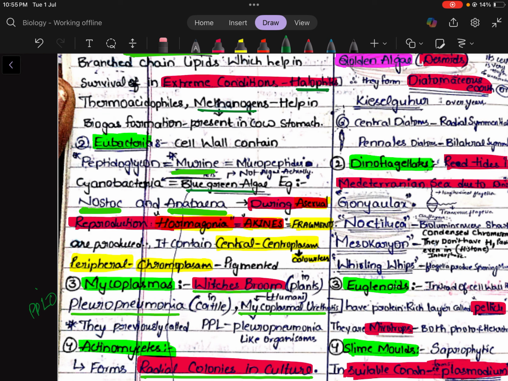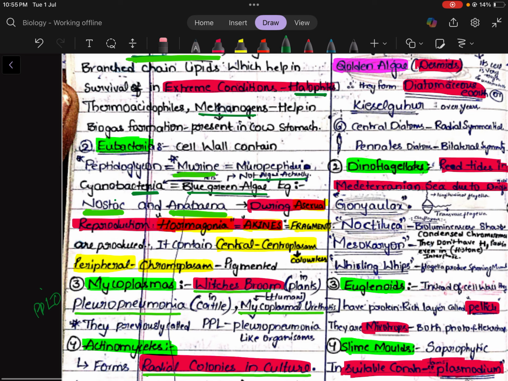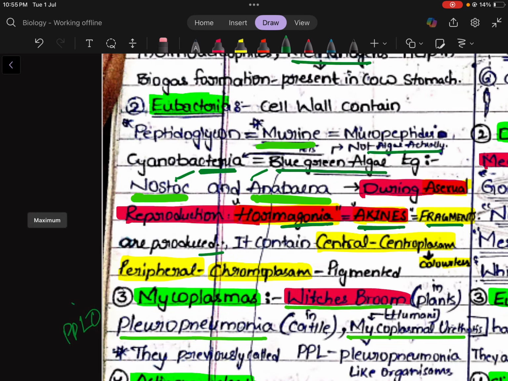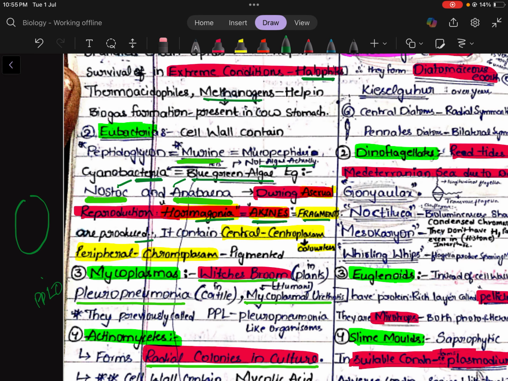Actually, blue-green algae is not an algae. It's a bacteria. It's a cyanobacteria. For example, Nostoc and Anabaena. And some important points about Anabaena: during asexual reproduction, hormogonia, also called echinates, or fragments are produced. It contains central centroplasm and peripheral chromoplasm.